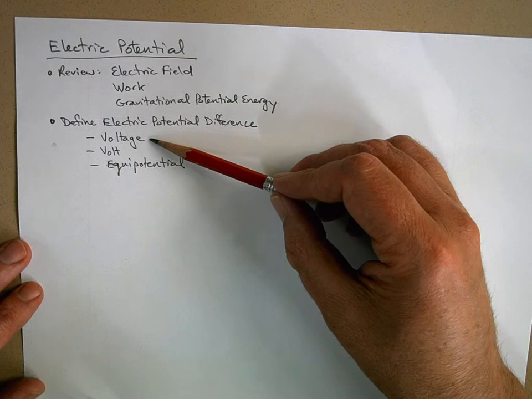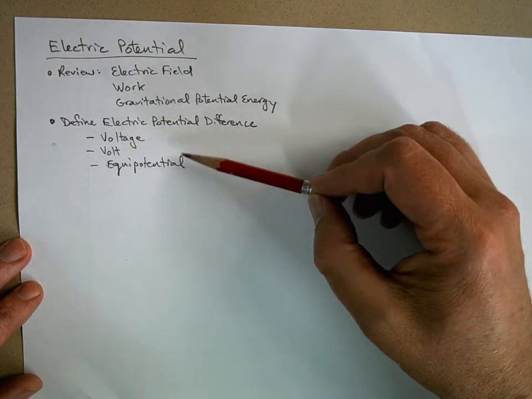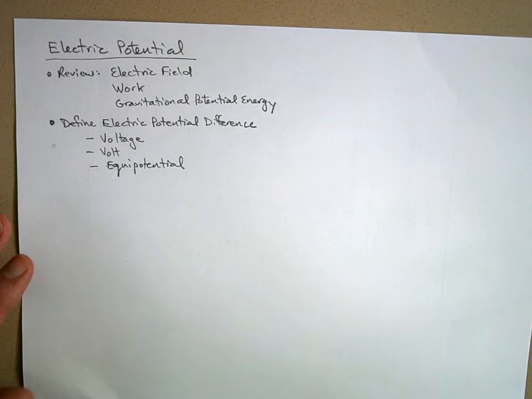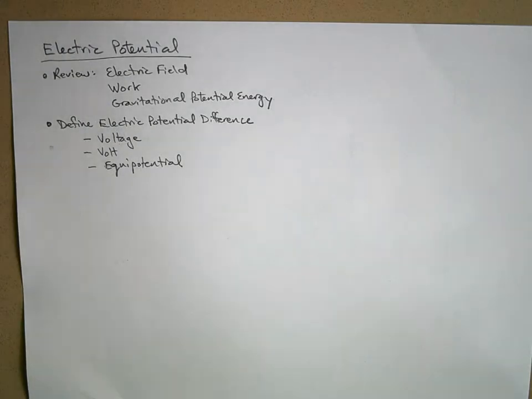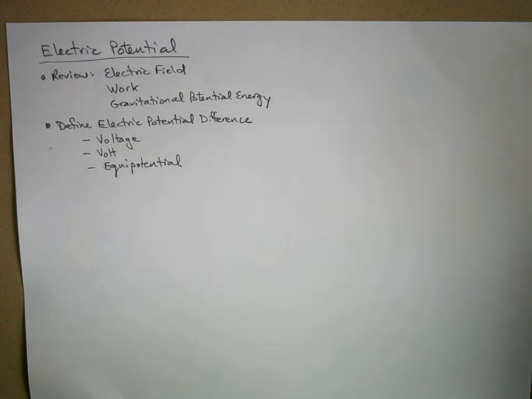We're also going to define what voltage is, and voltage is measured in volts. And then we'll talk about equipotential. What do we mean when we use the word equipotential? I'll define that for you. Okay, so let's start by reviewing what an electric field is.